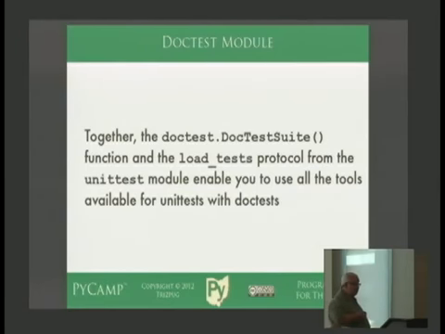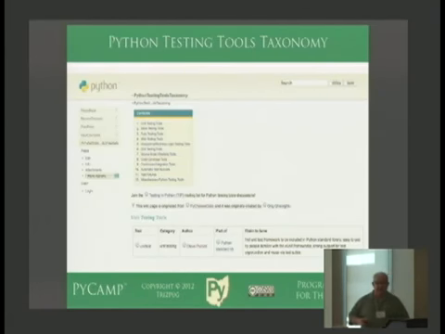So together, the doc test suite function and the load_tests protocol from the unittest module enable you to use the tools available for unit tests with doc tests. So that's a good thing. Unit tests and doc tests work together, and all the testing mechanisms in Python are pretty much built on top of unit tests. In fact, you can click on this image in the presentation, or you can search in Google for Python testing tools taxonomy, and you'll come up to a page on python.org where there's a list of several hundred testing tools based on unit tests.